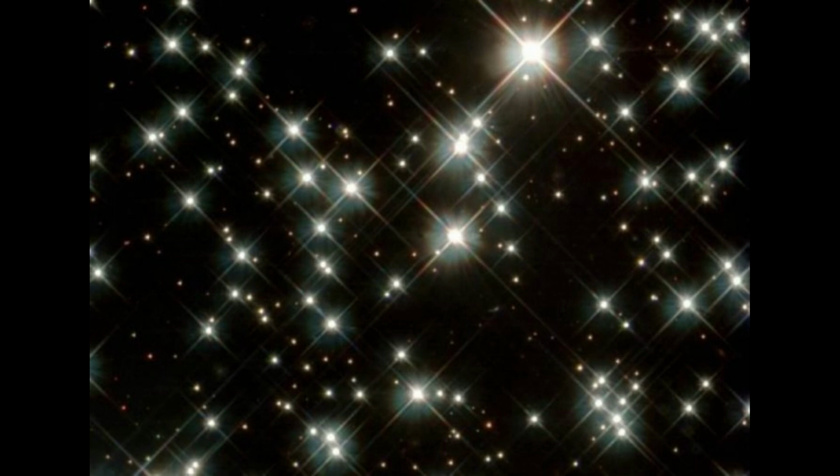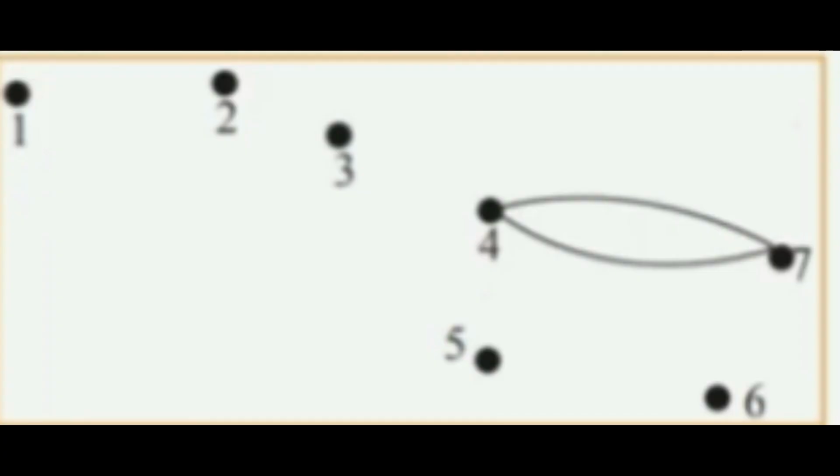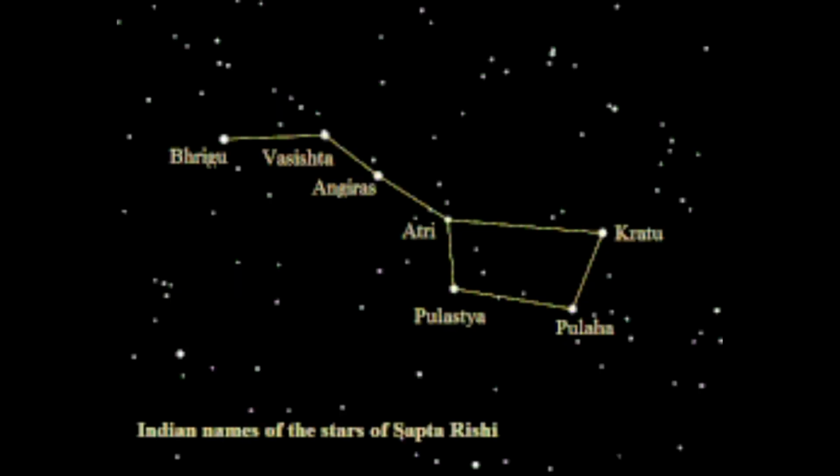In our textbook, page number 110, there are some dots from 1 to 7. When we join these dots from 1 to 7, we get a shape, and the shape is a spoon. These dots are 7 stars, and when we join these stars, we get the shape of a spoon.